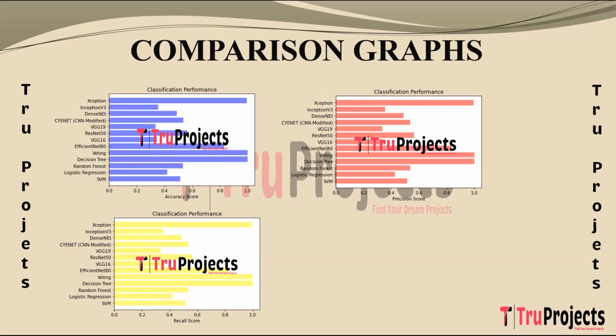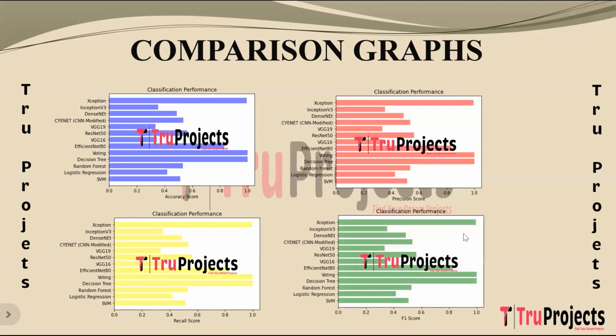It calculates the ratio of true positives to the total number of actual positive instances, true positives plus false negatives. This is the F1 comparison graph. On the x-axis we have F1 score and on the y-axis we have algorithm name. F1 score is the harmonic mean of precision and recall. It is a balanced measure that considers both false positives and false negatives.